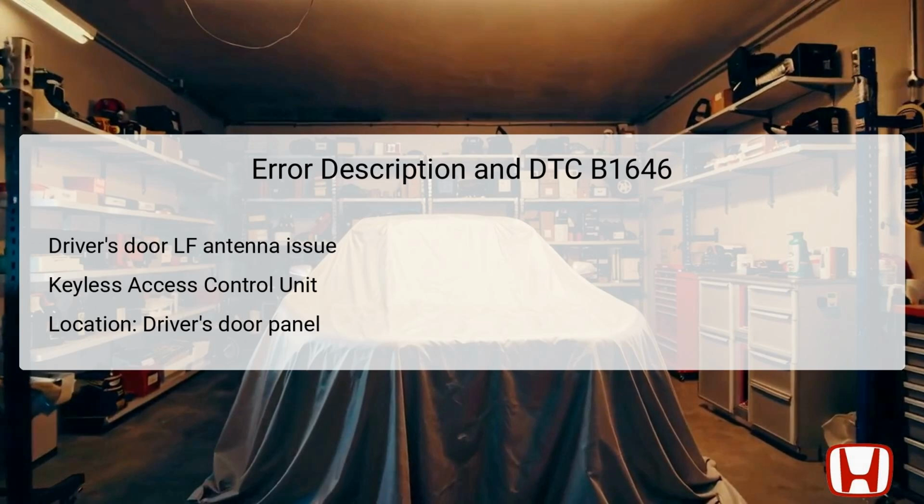This antenna is a critical component of the keyless access control system, which allows the driver to unlock and start the vehicle effortlessly. Located in the driver's door panel, the LF antenna transmits signals to the keyless access control unit. When this circuit is open, communication is interrupted, leading to failure in keyless entry functions. The keyless access control unit processes inputs from the LF antenna to determine if the vehicle should unlock or start. Proper functioning of this antenna is paramount for maintaining the convenience features expected in modern vehicles.